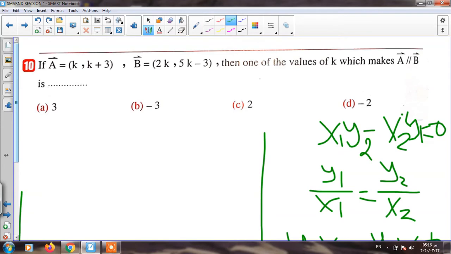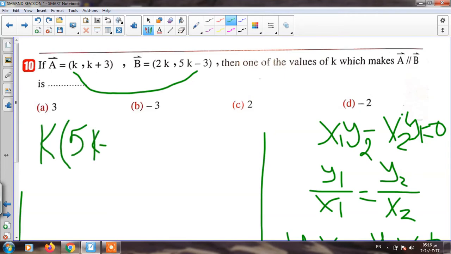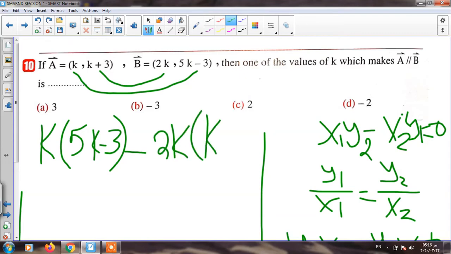Take the first, multiply the last, it will be k times 5k minus 3, and put minus. Take the 2k and take the k plus 3, multiply them, and between them we put minus. It's 2k times k plus 3. Miss, can I put them equal as slopes? Yes, it's right. You can put k plus 3 over k equal 5k minus 3 over 2k. Both correct. And this is going to be 0.